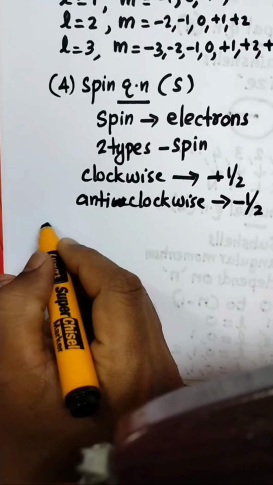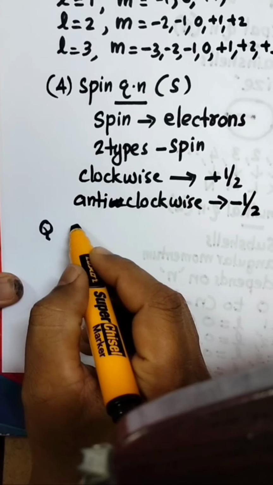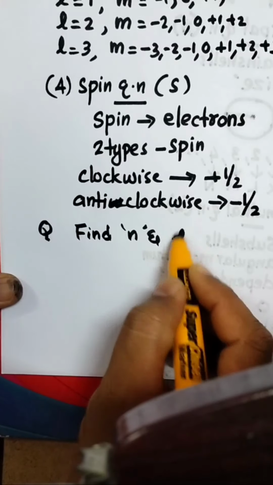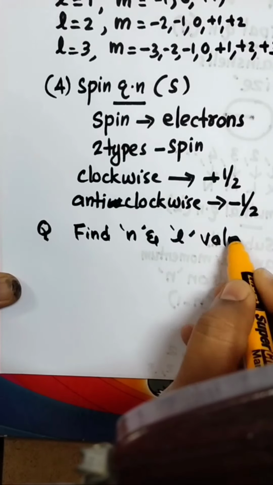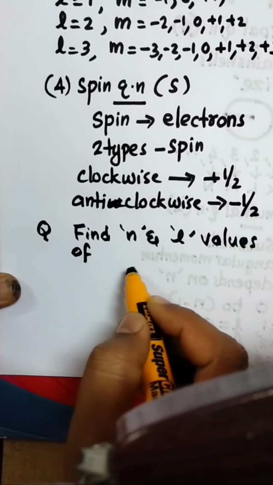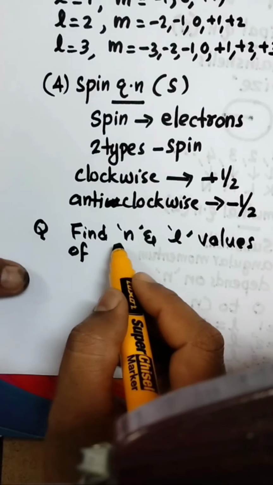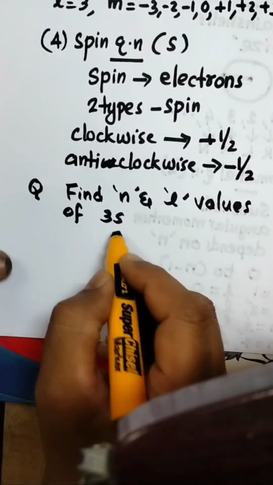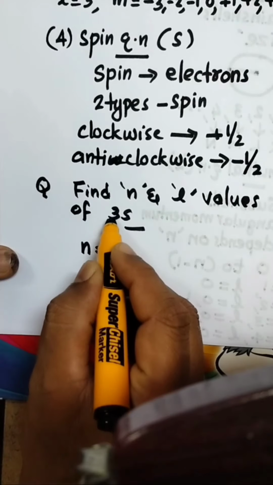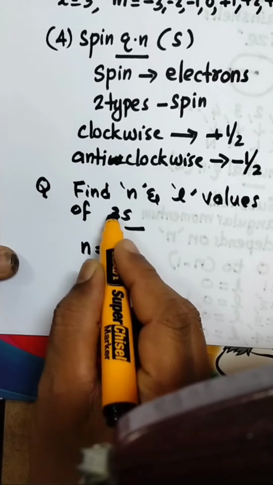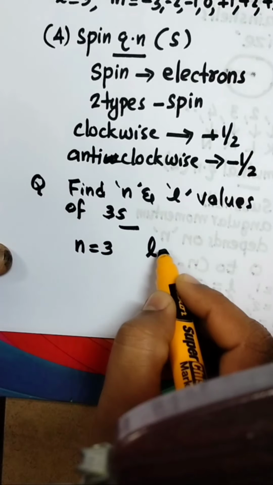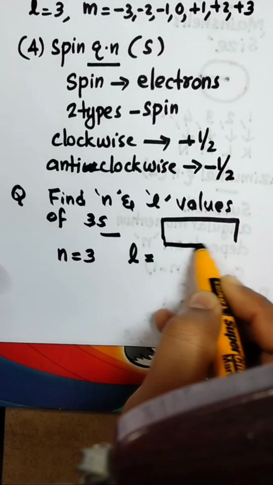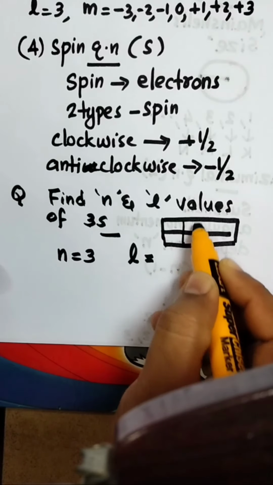Then some questions related to quantum numbers. Find n and l values, or find the value of n and l of the 3s orbital. For 3s, n equals 3, the value of the principal quantum number. For finding the value of the azimuthal quantum number, we have to draw 4 columns like this.